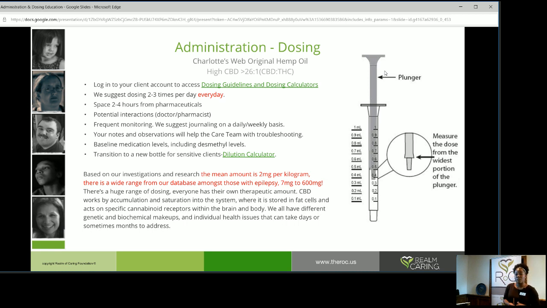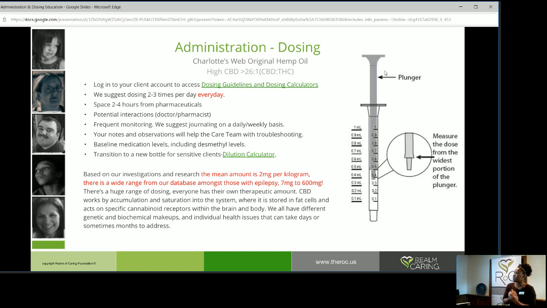I will just briefly go over dosing, and then we'll actually go into some of the resources. So just real quick, if you already have your client account, go ahead and pull that up. Get to the home page, and we're going to go to the dosing page. So it's the RoC.us/dosing to get there quicker.